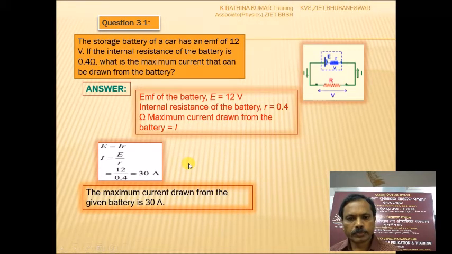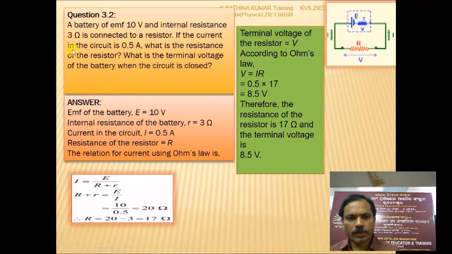Then next, a battery of EMF 10 volt and internal resistance 3 ohm is connected to a resistor. If the current in the circuit is 0.5 ampere, what is the resistance of the resistor and what is the terminal voltage of the battery when the circuit is closed? The answer is given here.